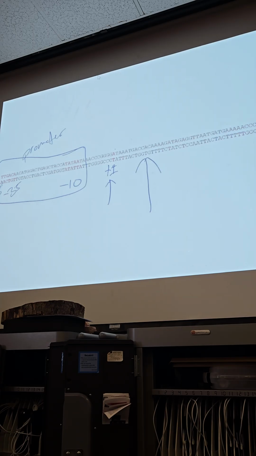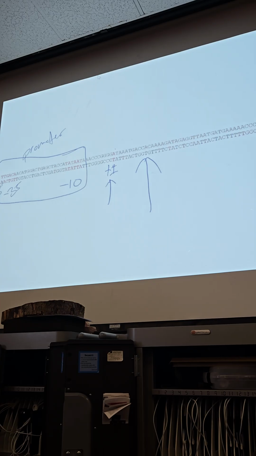Coding or template? The bottom is coding or template? How do you know? I think it's template. It's template. T to A, A to T, C to G. What's the difference between ATA and TATA? I remember they're the same thing. Yeah, they're basically the same.